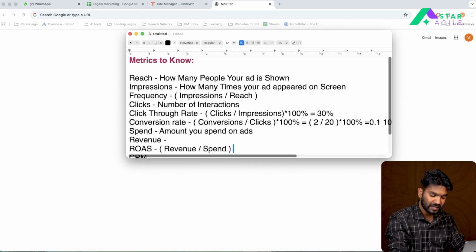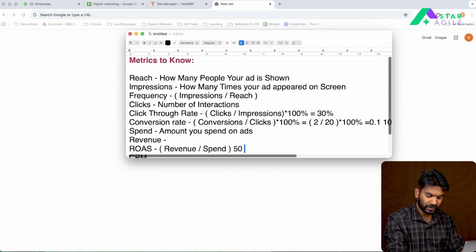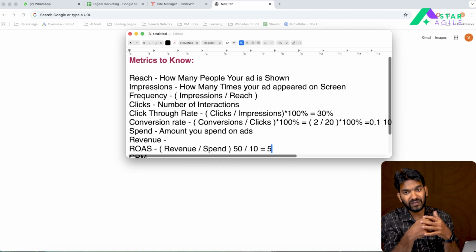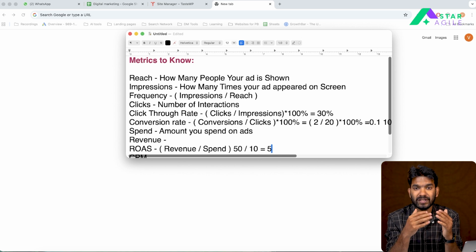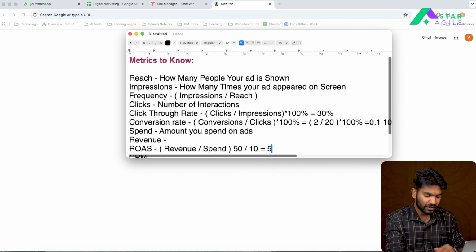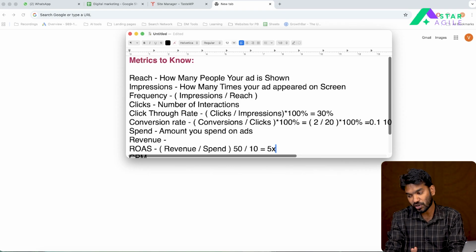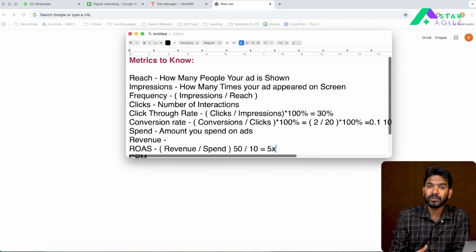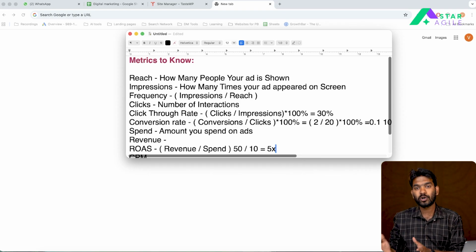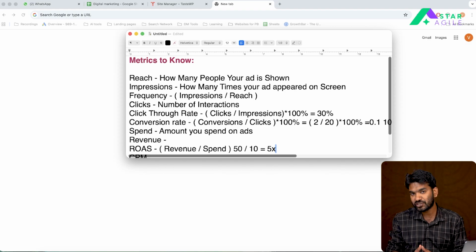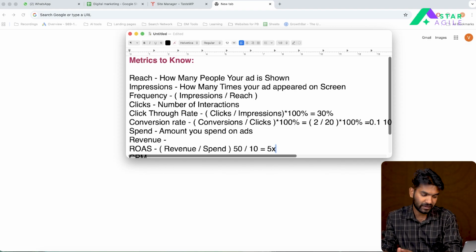In the previous case, if you got a revenue of 50 rupees by investing 10 rupees, ROAS will be 5. So, whenever you are mentioning a ROAS, you should always explain with a multiplier. Whenever you are explaining, you should say it is 5x growth. You invested 10 rupees, you multiplied that to 50. So, your ROAS you should always mention as 5x.